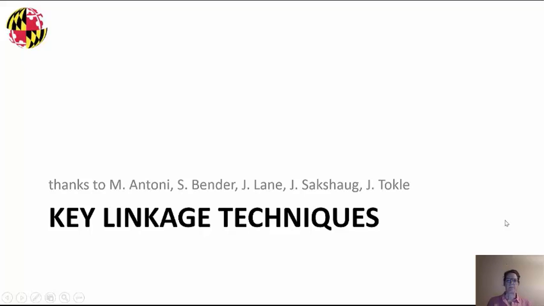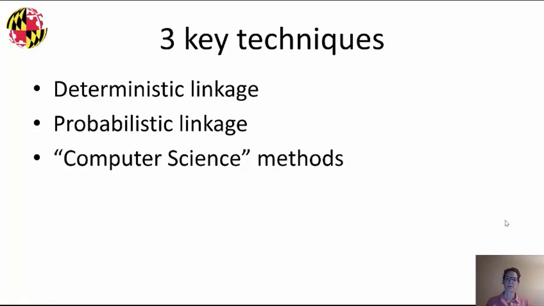Introduction, let's look at a couple of key linkage techniques here. There are three techniques that we're going to discuss in a little bit more detail: deterministic linkage, probabilistic linkage, and some, as we label them here, computer science methods to linkage. They are techniques that, at least in part, are familiar to you, and there's no need here to go into all the technical details, but at least you should be aware of them.